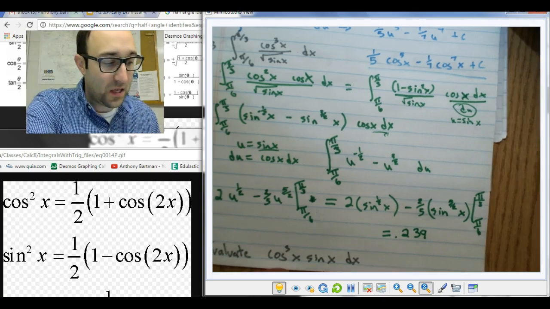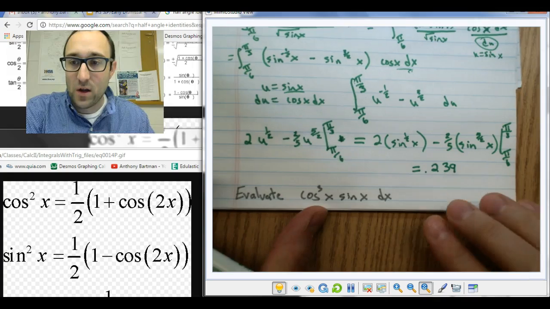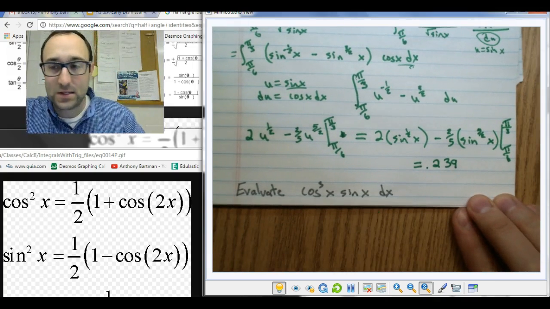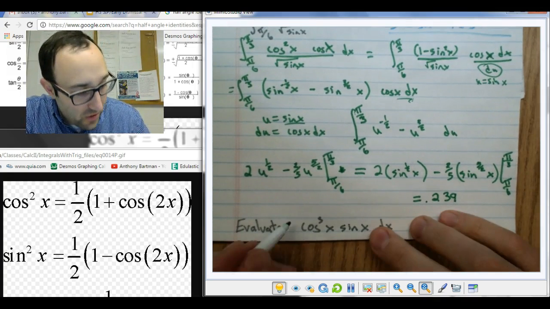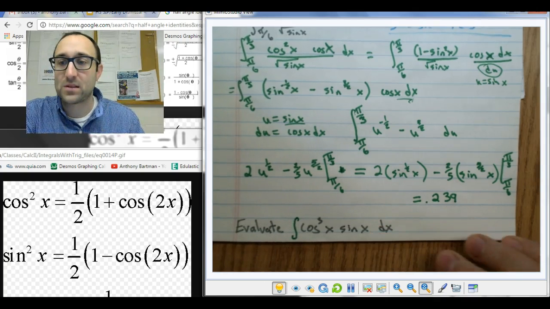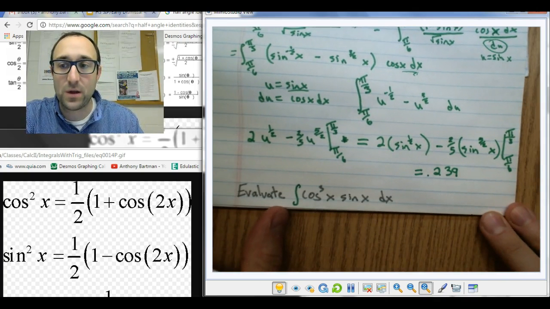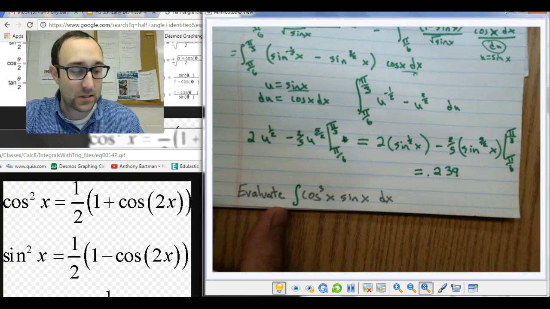So here's the last thing I'd like you to do. Evaluate this one right here: cosine cubed x sine x dx. And I should put this right here. There we go, that makes a little more sense. Evaluate the integral of cosine cubed x sine x dx.